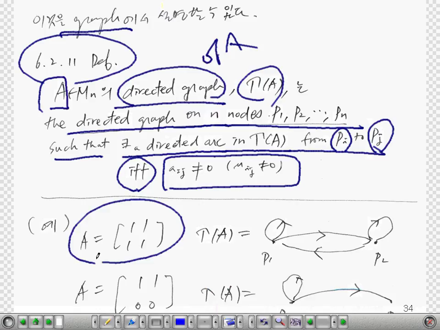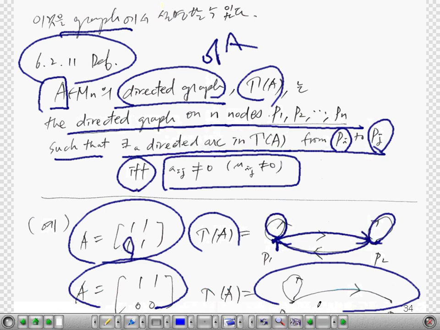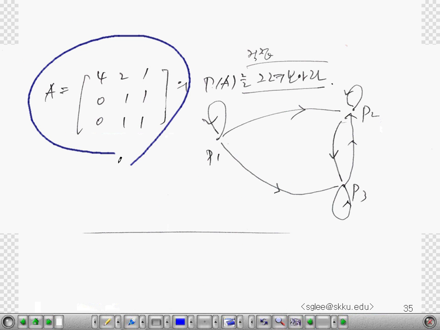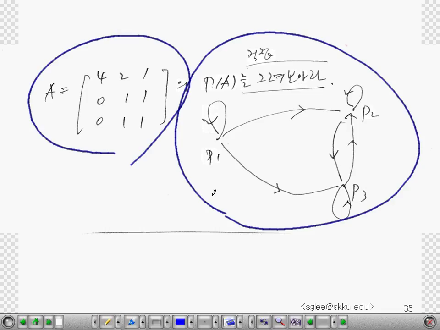For example, if A is a 2x2 matrix like this, then gamma(A) has 2 nodes, P1 and P2, and we have an arc from 1 to 1, from 1 to 2, here 2 to 1, and 2 to 2 like this, as a directed graph. And you should know about it. Okay, now suppose you have this matrix, then the directed graph of that is this. For example, 2,2 is here, and 2,3 exists, so from P2 to P3 there's a path like this.